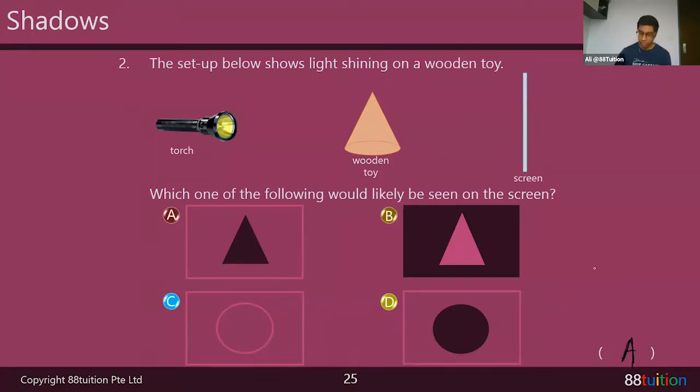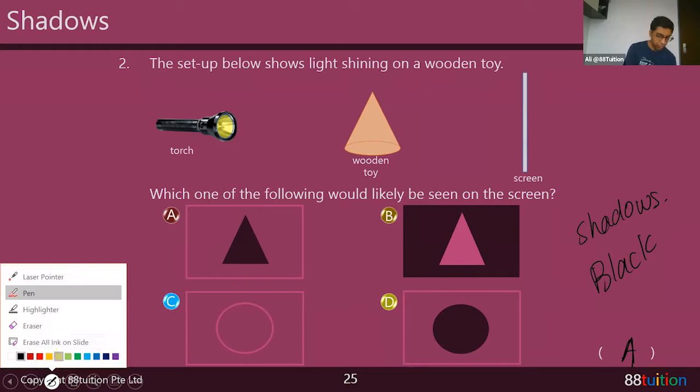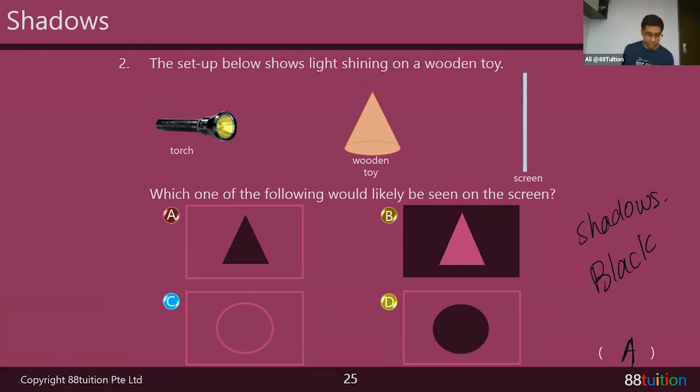Okay, because we want to find which is black, because shadows are black. So we are testing you whether you know if the shadow is formed by the cone, which should be black, or should it be that everywhere else should be black. So you see the two blacks. This is black. So where should be black? That's why A is the answer. Okay, because the wooden toy blocks it.